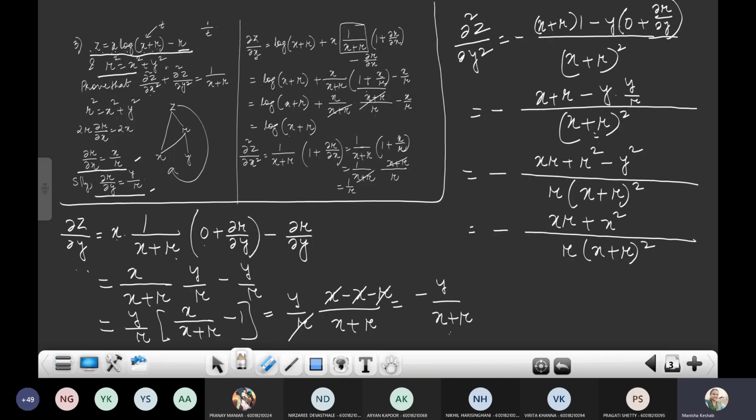So then we can take x common now. So if we take x common, we will get r plus x divided by r into x plus r whole square. So what we will have now?